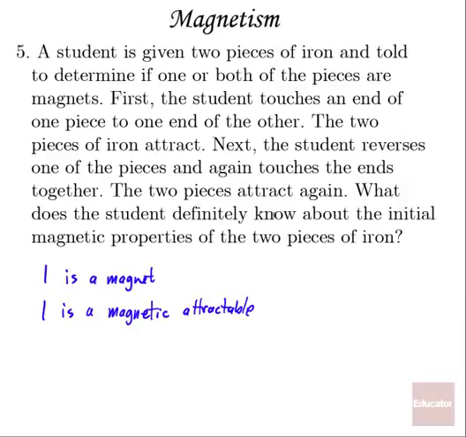What does the student definitely know about the initial magnetic properties of the 2 pieces of iron? And we figured that out going through the problem. One must be a magnet, the other must be a magnetic attractable.